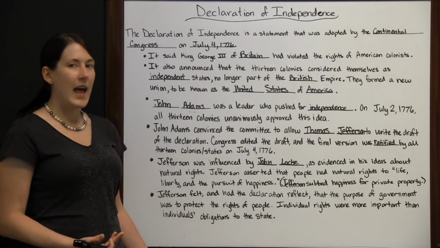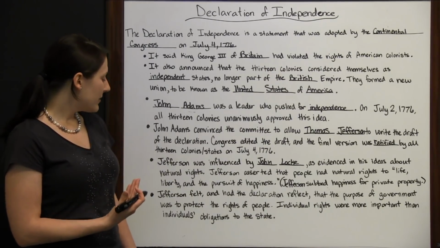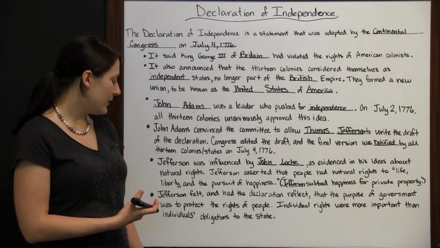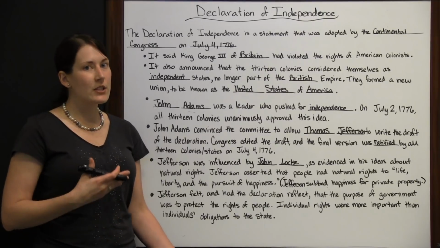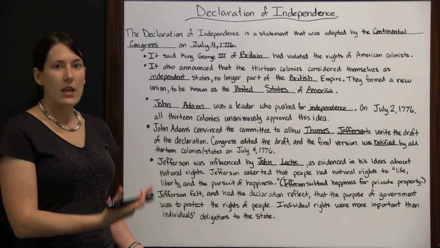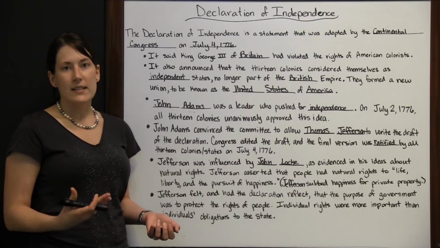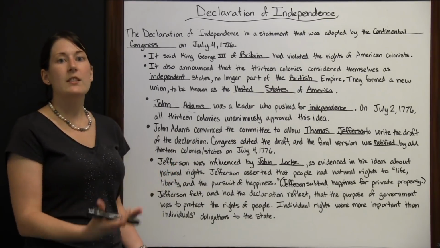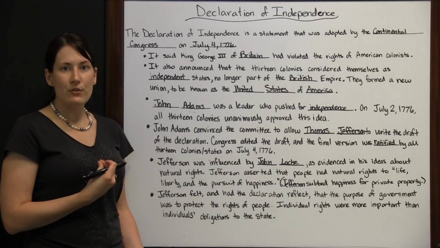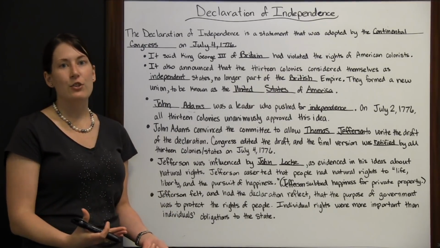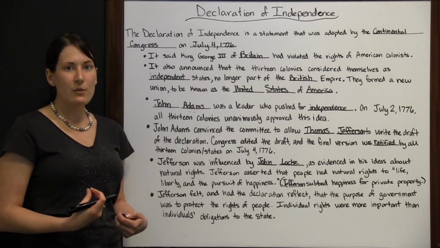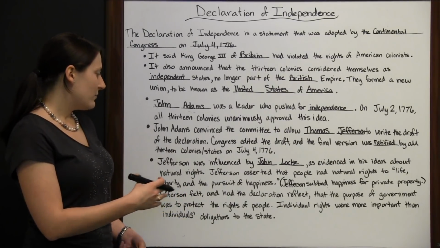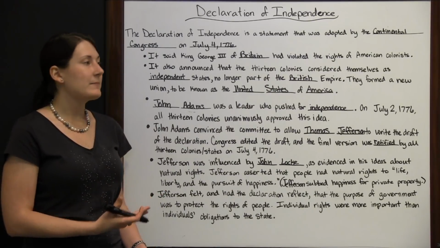Now, Jefferson felt and had the Declaration reflect that the purpose of government was to protect the rights of people. Individual rights were more important than the individual's obligations to the state. King George had the opposite idea, and he was trying to force his laws and his taxes on the colonists. So people who were signing the Declaration of Independence were agreeing that people's individual rights were more important than their obligation to the state or to their government. So people's individual rights should come first, and then their obligations to the state. And that is what Jefferson was trying to reflect in the Declaration of Independence.